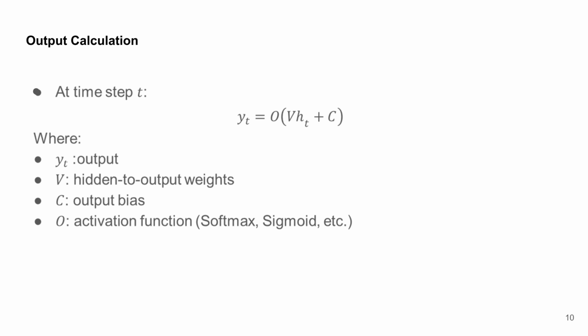Once we have the hidden state, computing the output is straightforward. At each time step t, we calculate y_t equals the activation function O applied to V times h_t plus a bias c. Here, V is the hidden-to-output weight matrix that transforms the hidden state into our final output. The activation function O depends on your task. For classification, you'd use softmax. For other tasks, sigmoid or ReLU might be appropriate. So the output is just a learned transformation of the hidden state.